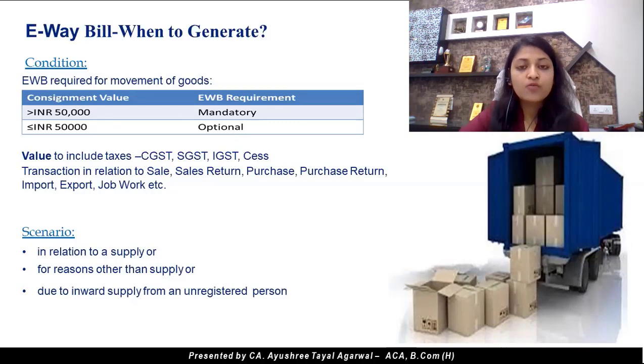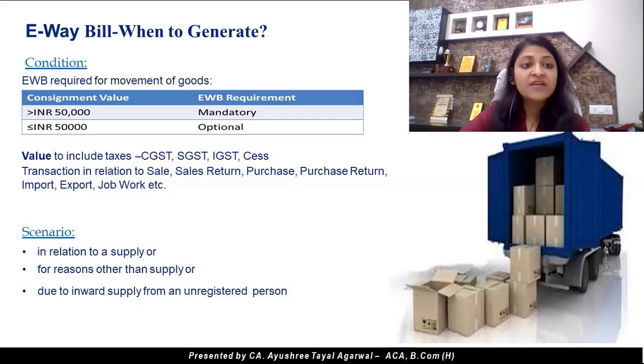Any registered person who causes movement of goods of consignment value more than 50,000 shall, before the commencement of movement of goods, furnish information of the movement of goods in form GST EWB01 Part A stating the movement of goods. It shall contain the details of the value of invoice, the tax thereon, cess if any.